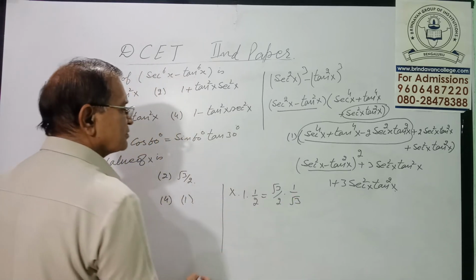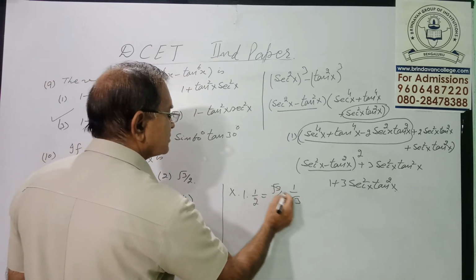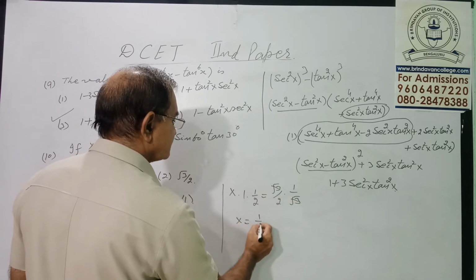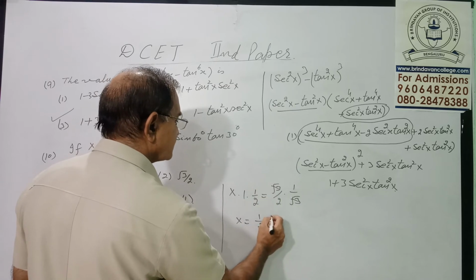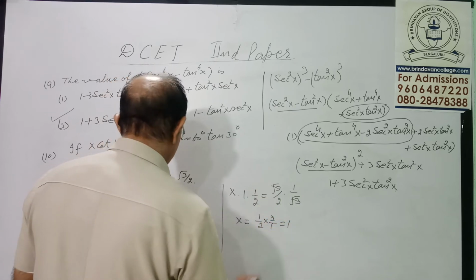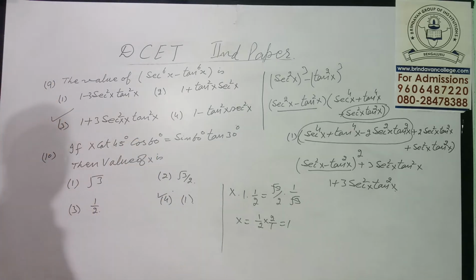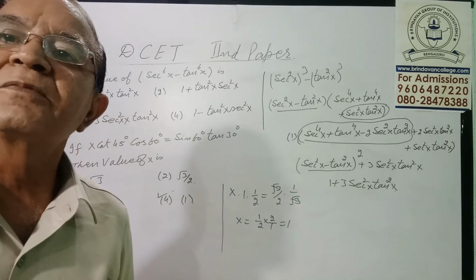So directly put the values. So thus we will get root 3 we can cancel. x equals right side is 1 by 2 and here transferring we will get 2 by 1. So that is 1. So x equals 1 is the answer. So like that we can solve the 10th sum.